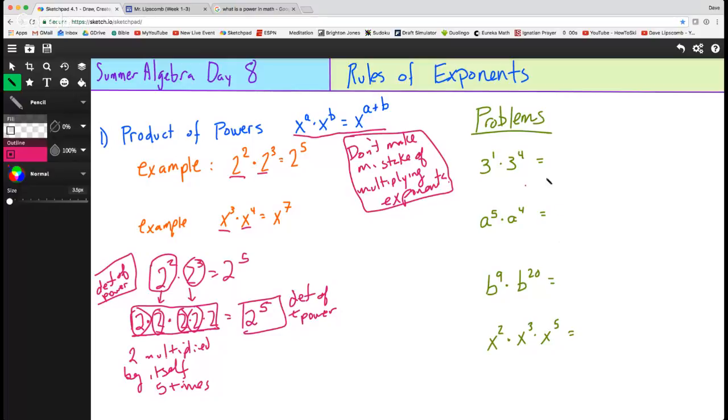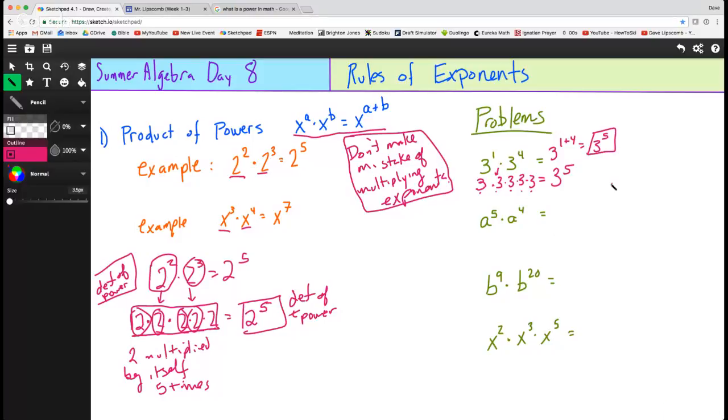Okay, so let's do our problems now, looking at it the same way. This first one, I'm just going to do it by expansion. So watch what happens. 3 to the 1 power means 3 repeated 1 times. Here's my multiplication sign. And now we multiply 3 by itself 4 times. And what is this? 3 times 3 times 3 times 3 times 3 is 3 to the 5th. Well, if I'd applied my rule, I would have said 3 to the 1 plus 4, or 3 to the 5th.